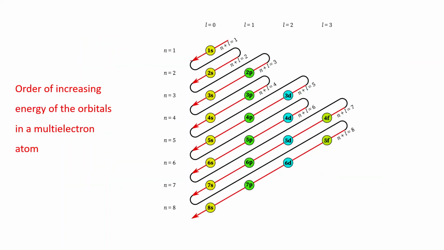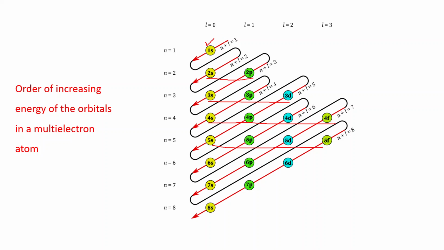With the help of this diagram, we can also determine the increasing energy of the orbitals in a multi-electron atom. You can say this is 1s. Then this is 2s and 2p orbitals or subshells of the second shell. This is 3s, 3p, 3d. These are the subshells in the third shell. This is 4s, 4p, 4d, 4f subshells of the fourth shell. We have arranged them like this.